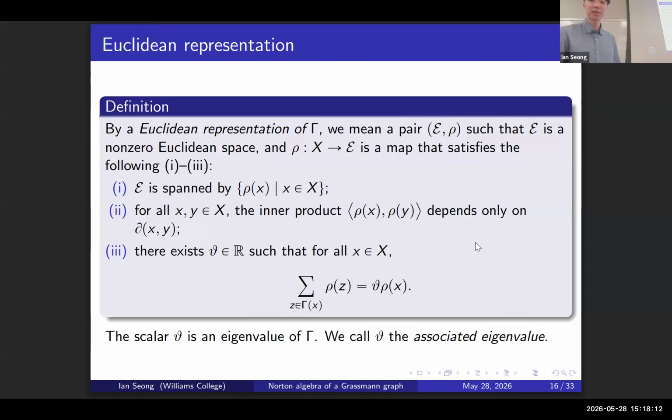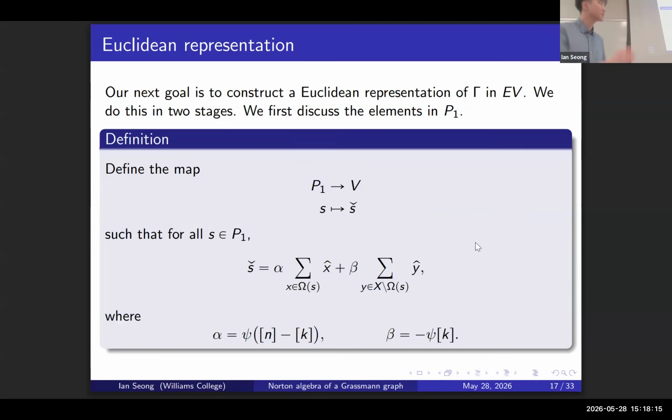So here's the definition of a Euclidean representation. And this is how we would construct a Euclidean representation of a Grassmann graph. What we do is we start with the one-dimensional subspaces, and we map those using this equation right here with the S check. We use that check for the map that takes us from the projective geometry to the Euclidean space. The way it works is we take a linear combination of the sum of x hats, where x's are the vertices that contain S, and the sum of the y's, where y's are the vertices that do not contain S.